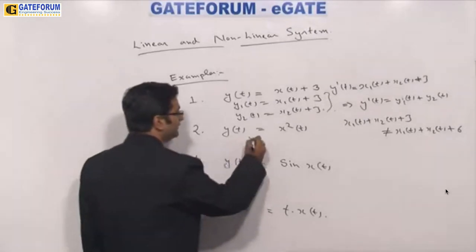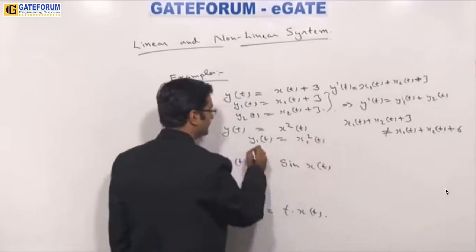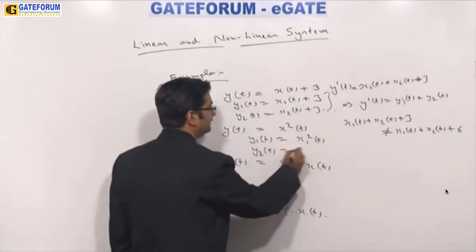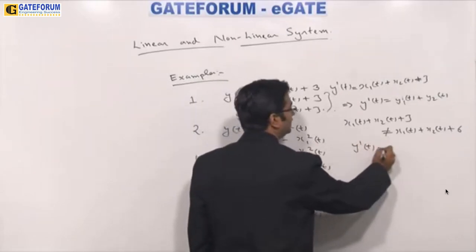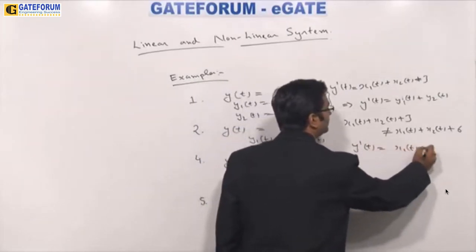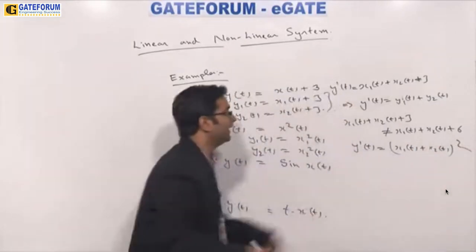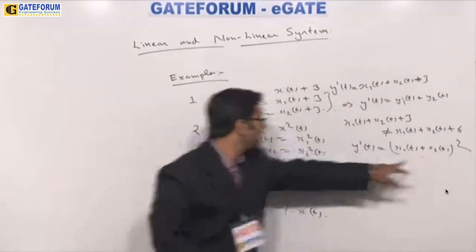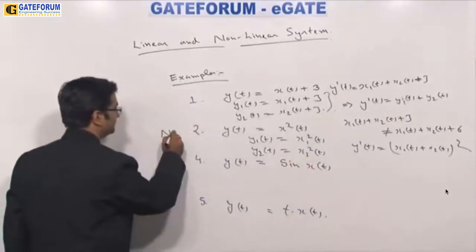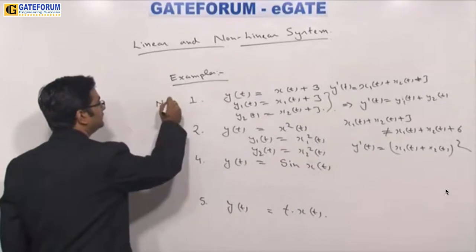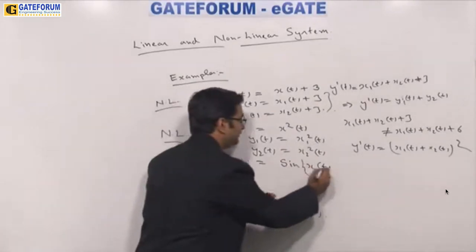In this case, y1(t) will give you x1 square of t, y2(t) will give you x2 square of t, and y dash of t will give you (x1(t) plus x2(t)) whole square. Now you know that (x1(t) plus x2(t)) whole square is not equal to x1 square of t plus x2 square of t. So this is also non-linear. Similar is the case with this sine of x(t).